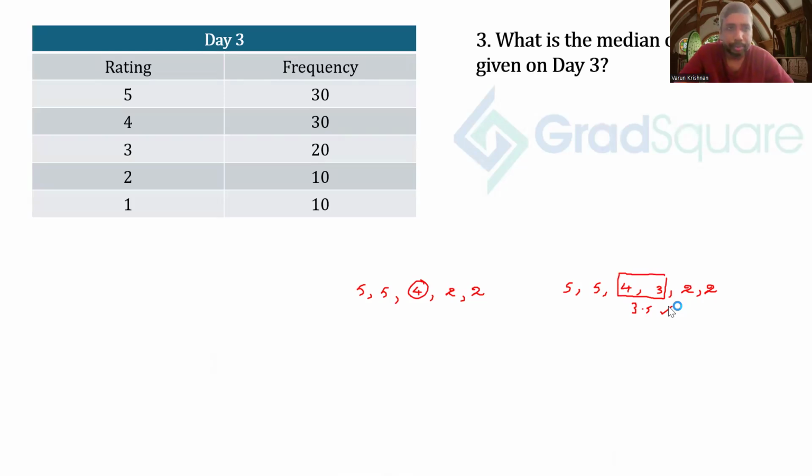Now I know that this table exists. So if I arrange all the numbers in descending order, right, then the first 30 points are all going to be 5, 5, 5, 5, 5.